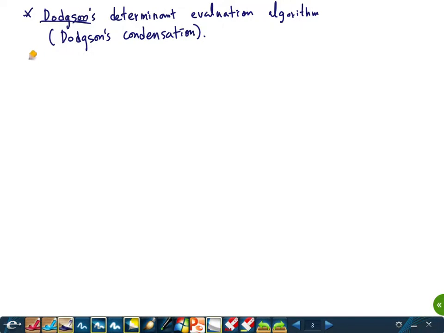So what is this? Is this an algorithm? Because it's an algorithm, it must have an input and an output. What is the input? An n by n matrix M. The output? The determinant.